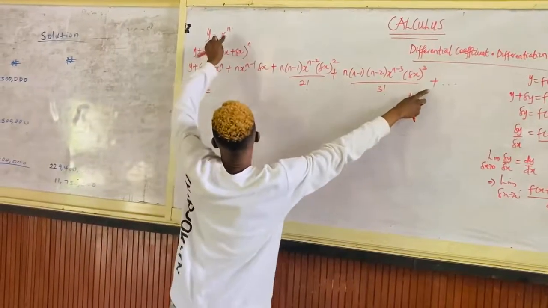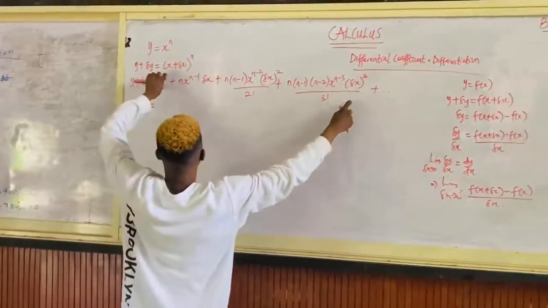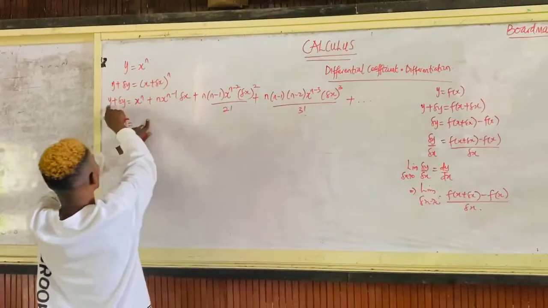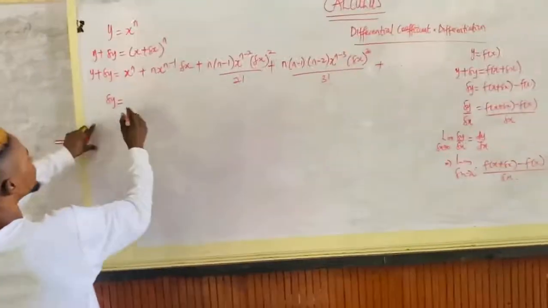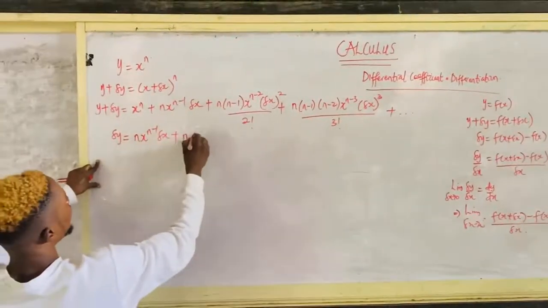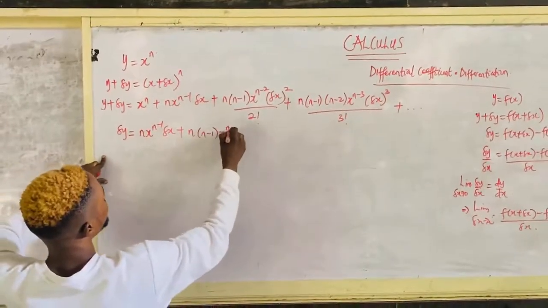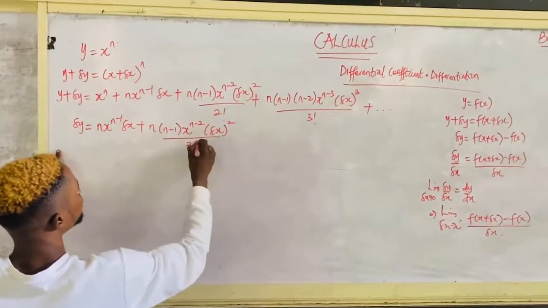And the y is taken as what? x raised to power n. So that gives x raised to power n minus x raised to power n, because y is what? x raised to power n. If I take it to the other side, this cancels out. So that gives nx^(n-1) del x plus (n-1) x^(n-2) del x raised to power 2 all over 2 factorial.